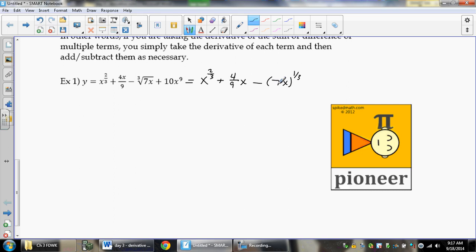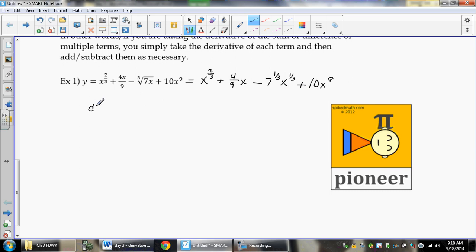Well, wait a minute. We haven't talked about when you have a 7 raised to 1/3. So you know what? I'm not going to leave it like that. 7x to the 1/3 is the same as 7 to the 1/3 x to the 1/3. And now I have a coefficient and an x. And then I have 10x to the ninth.